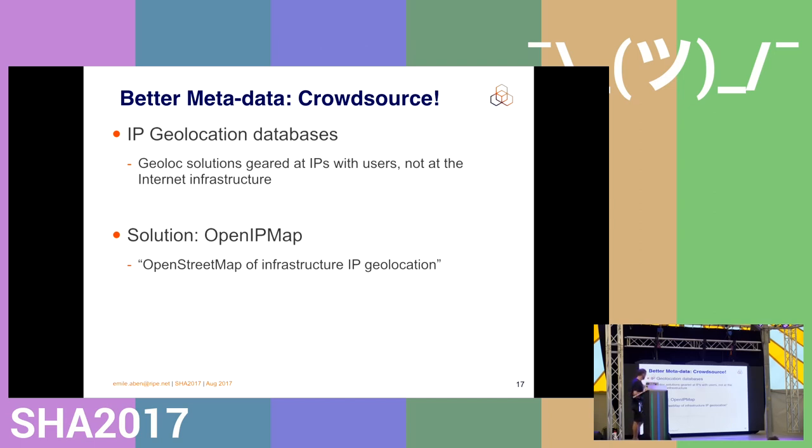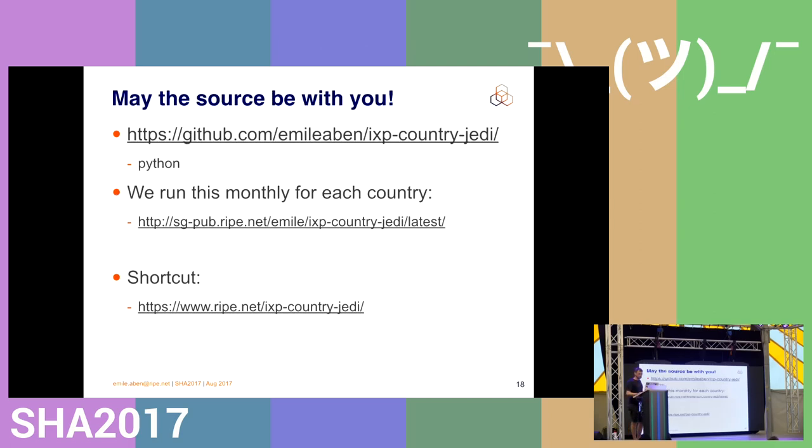The solution is called OpenIPMap. We're currently making a production version of this, because this is quite prototypey at the moment. So if you're interested in this type of stuff, watch that name, watch our announcements. And of course, may the source be with you. It's on GitHub, it's in Python, and we run this monthly for each country where we have enough devices in the country. So this is a URL where you can go to. You can also go to that simple URL I showed earlier, like below there.